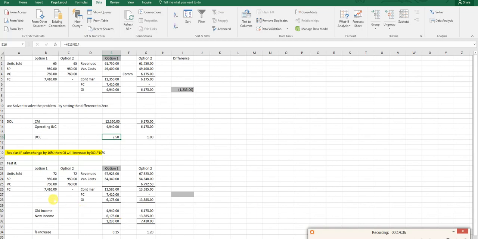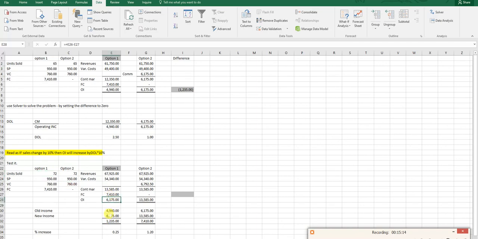So I increased sales by 10%. And if I increase sales by 10%, then this number should be 10% times 2.5, or 25% more than that number. So that's why I repeated it so I didn't lose my original number. So the first thing I did was took 65 times itself plus 10% more. So I got 72, and same thing here. So if I solve for 72, I get 6175.